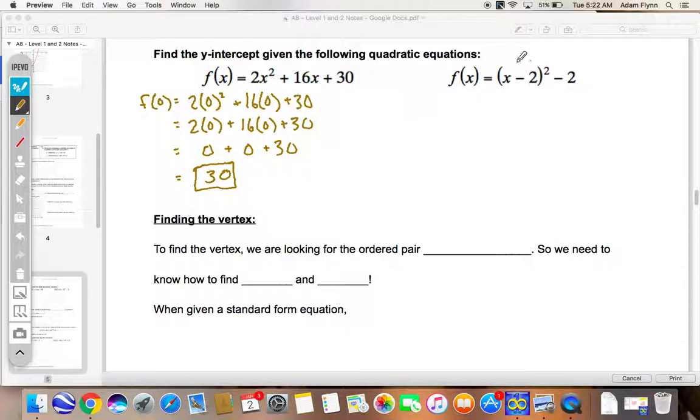Okay? So now I'm given an equation in vertex form. I'll do the same exact thing, plug in 0. So I have (0 minus 2) squared minus 2. 0 minus 2 is negative 2. Negative 2 squared, so negative 2 times negative 2 would be positive 4. And my minus 2 comes down, so 4 minus 2 is 2. Okay, pause the video if you need more time.